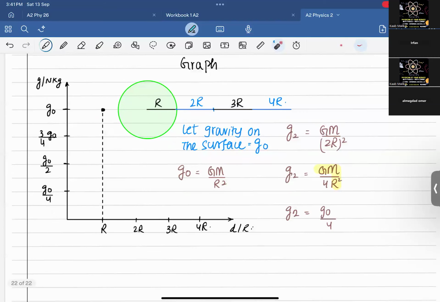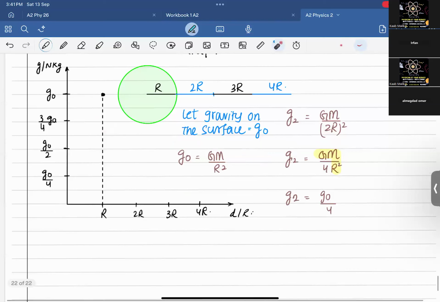Now, at 2r, the gravity is g naught over 4. So let's just mark that. g naught over 4 would be right here. Yep, this is the second point.